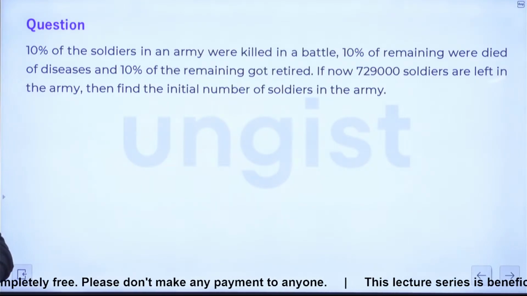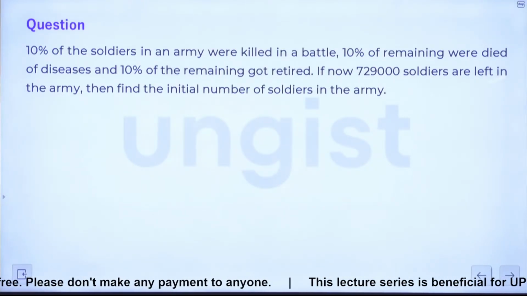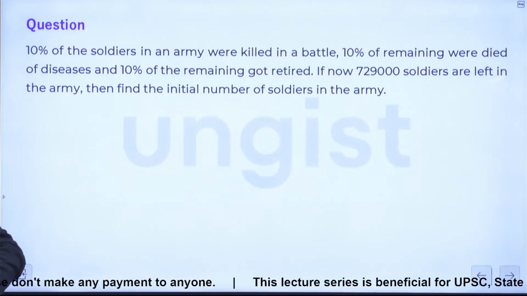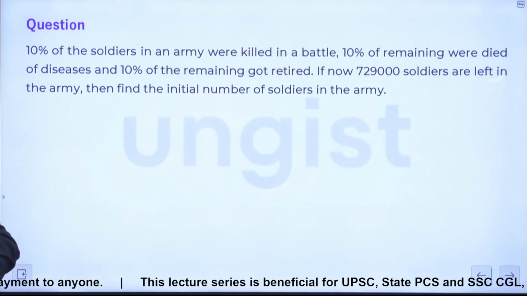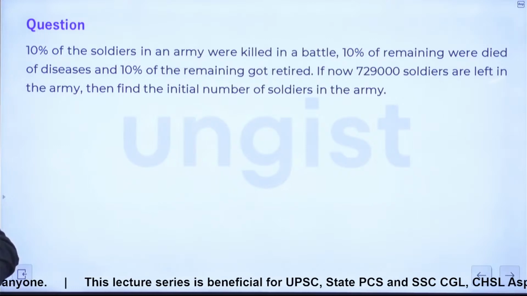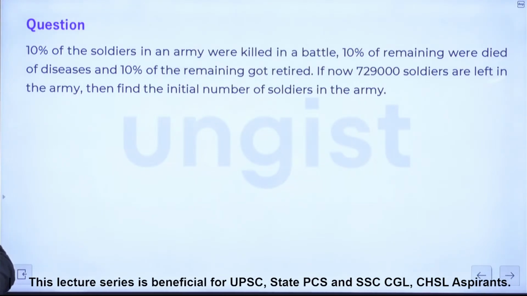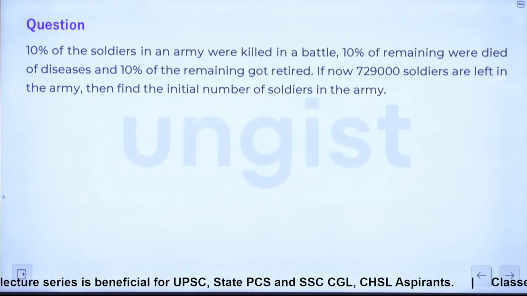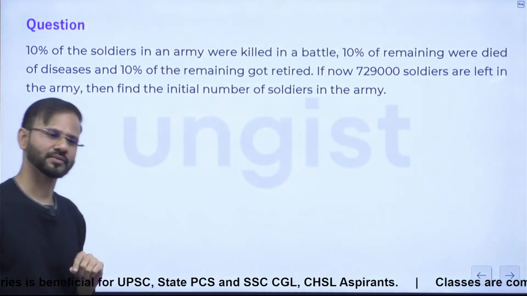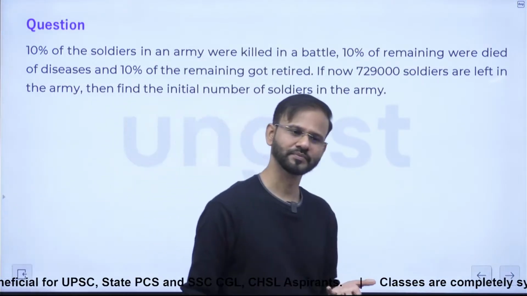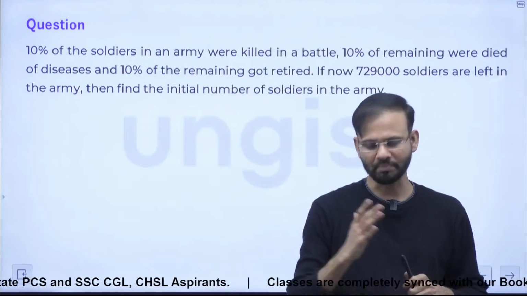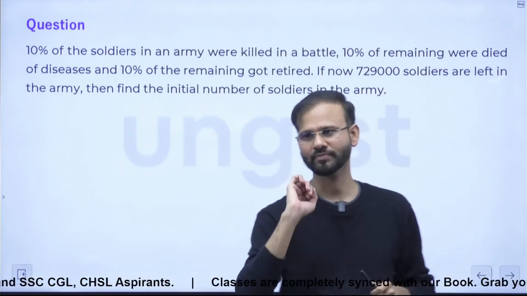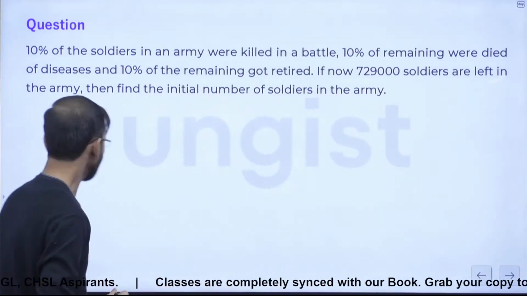Don't solve anything. Question is saying 10% of the soldiers in an army were killed in a battle, 10% of the remaining were died of disease, and 10% of the remaining got retired. If now 7,29,000 soldiers are left in the army, then find the initial number of soldiers. ठीक है? Everyone, what is being done here? बताइए. This is the successive decrement of 10%, 10%, 10%, 3 times. यही हुआ है ना?